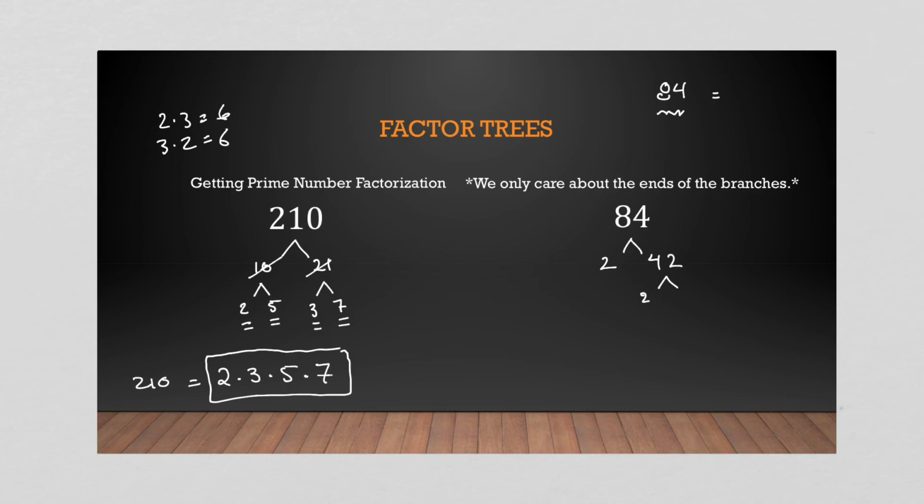I'll divide by 2 and I get 21. And then here we go, 21 again, 3 times 7. So look at the ends of your branches: 2, 2, 3, 7, all prime factors. So that means that 84 is equal to 2 times 2 times 3 times 7. That is the prime number factorization of 84. Again, going to be really helpful when we need it.